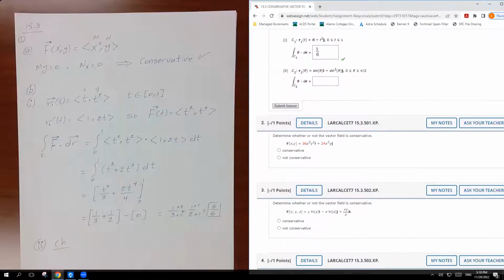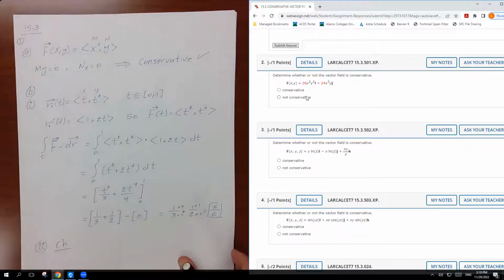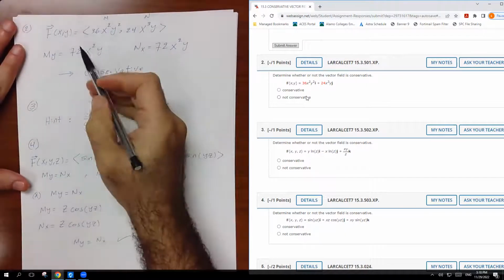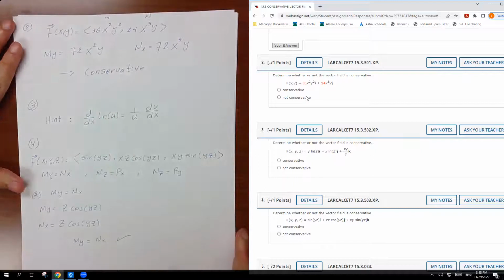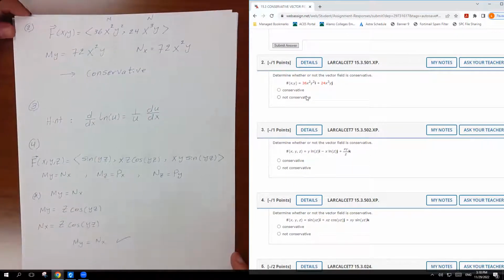So let's go to example 2. Example 2, they just ask you to find if it's conservative or not. So let's check number 2. Here's our F(x,y), 36x squared y squared i, and 24x cubed y j.